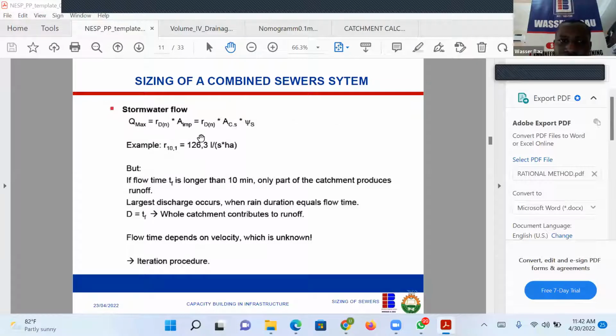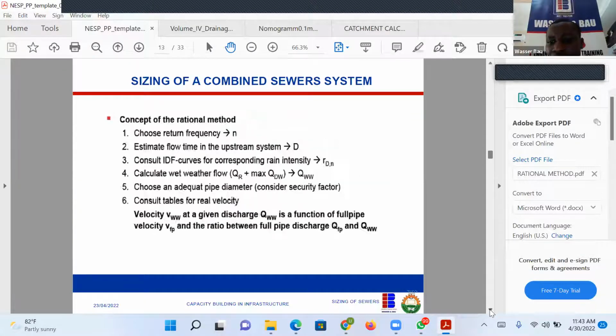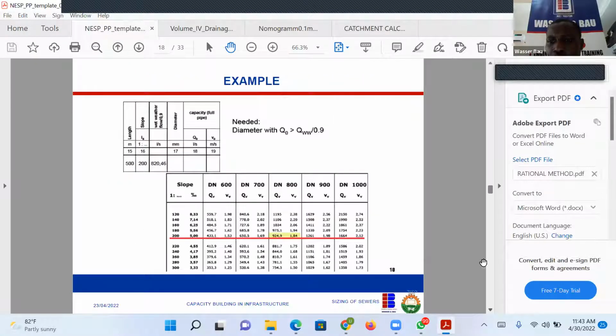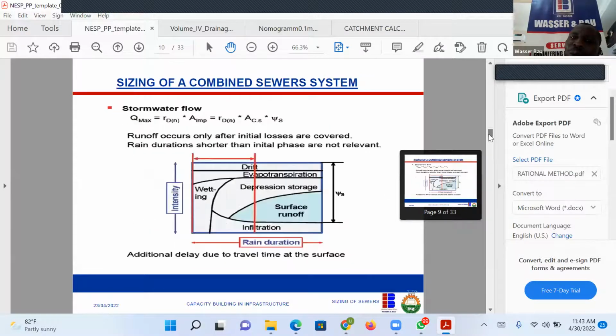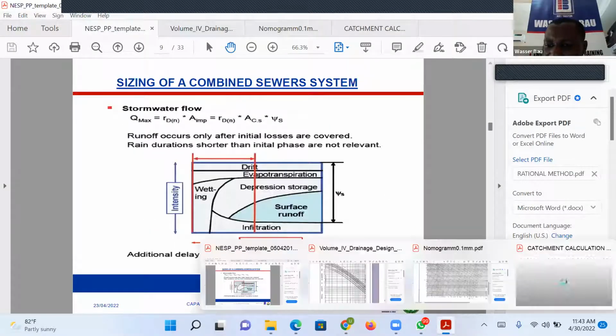So for the storm, this is the rainfall multiplied by the area of impervious, which is the same thing as rainfall multiplied by the catchment area multiplied by the peak runoff coefficient. So if you multiply these two, you still come back to this. So if you go to your IDF and read off, just like I read off not one line ago, you will get the 126. So let's go to IDF.